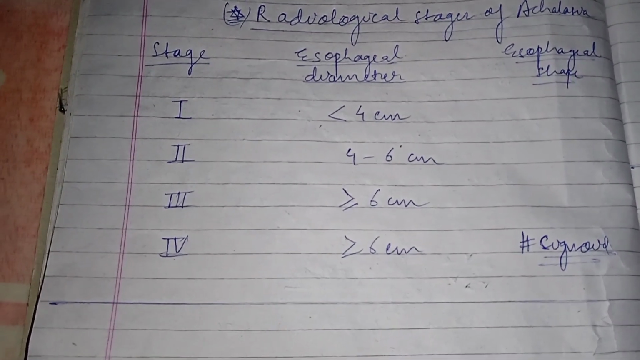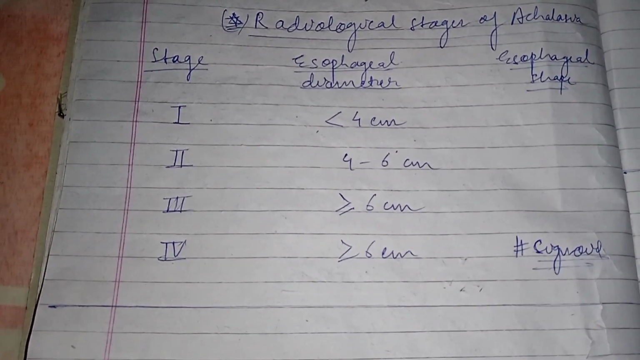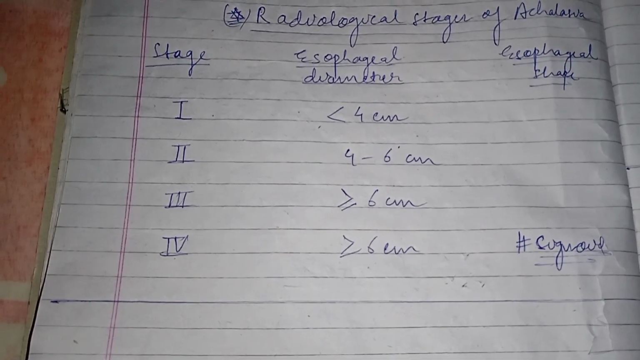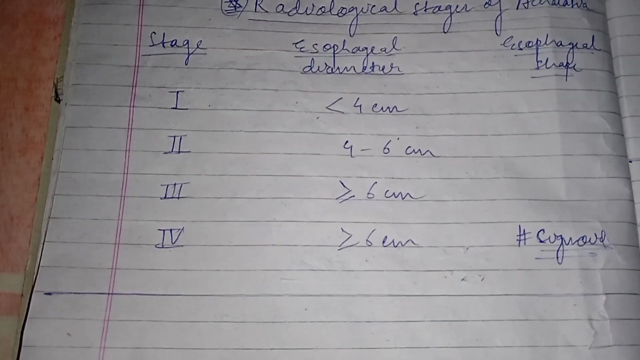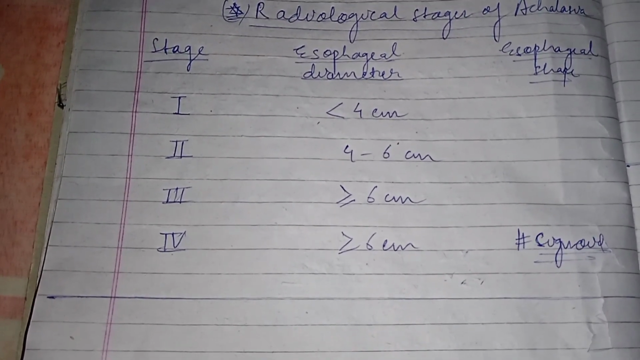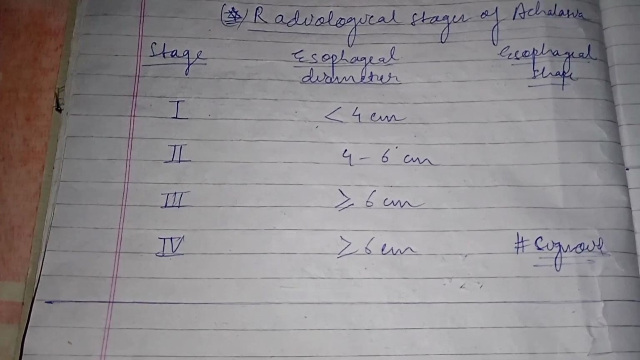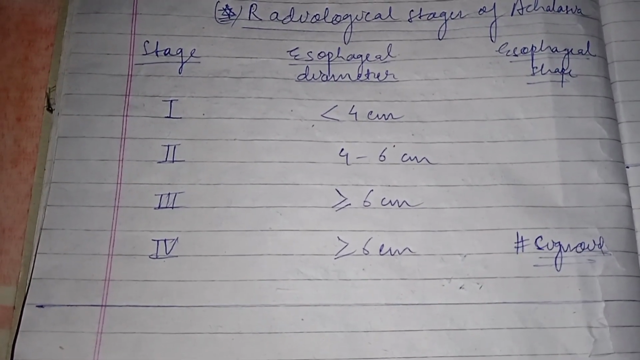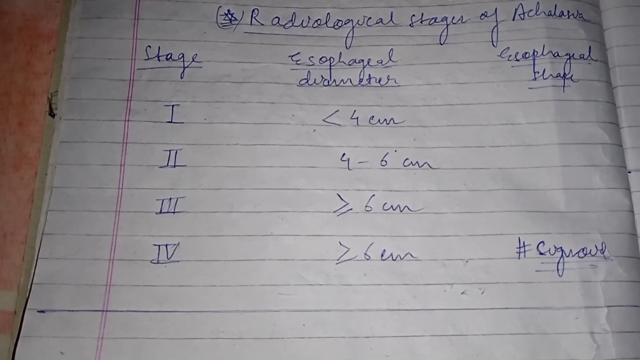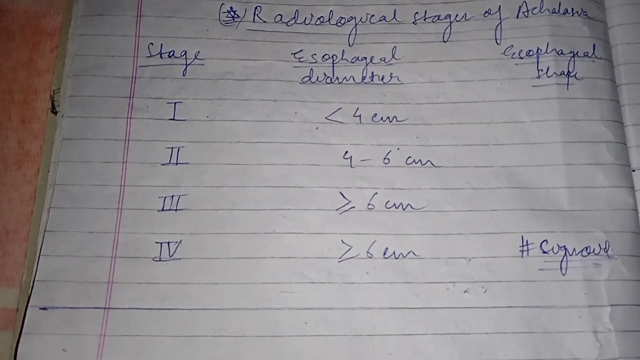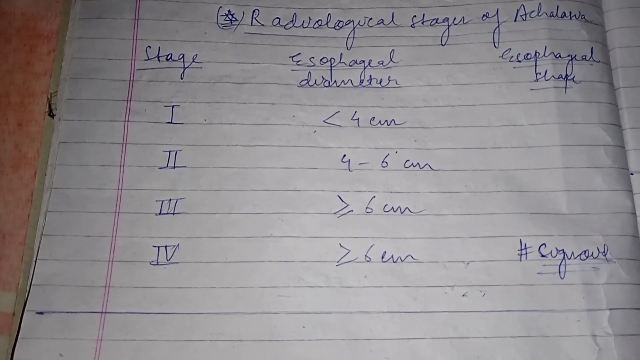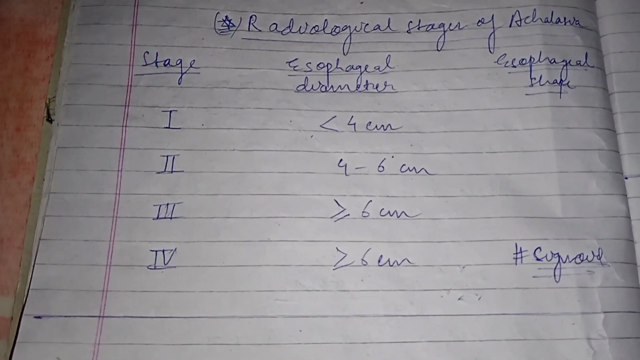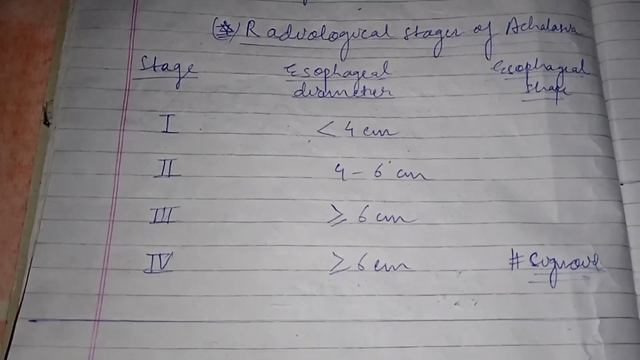If the size of the esophageal diameter is greater than or equal to 6 cm, it is grouped under stage 3 and stage 4 achalasia. The size is the same in stage 3 and stage 4 achalasia, but the only difference is that in stage 4 achalasia, the esophageal shape becomes sigmoid. So please keep this point in mind, that in stage 4 achalasia, the esophageal diameter is greater than or equal to 6 cm, but the esophageal shape changes to sigmoid.